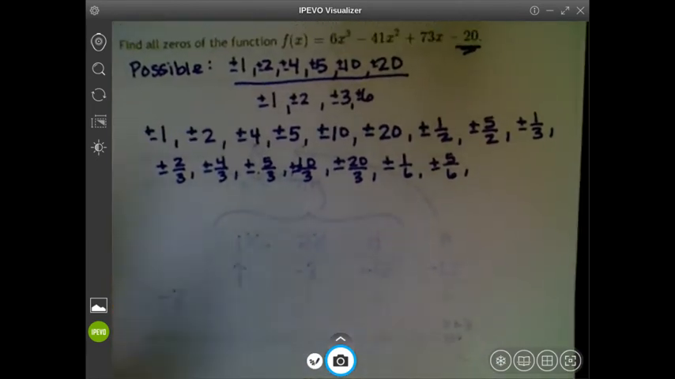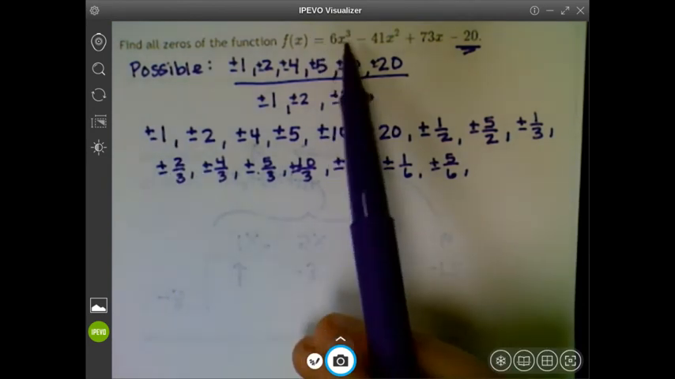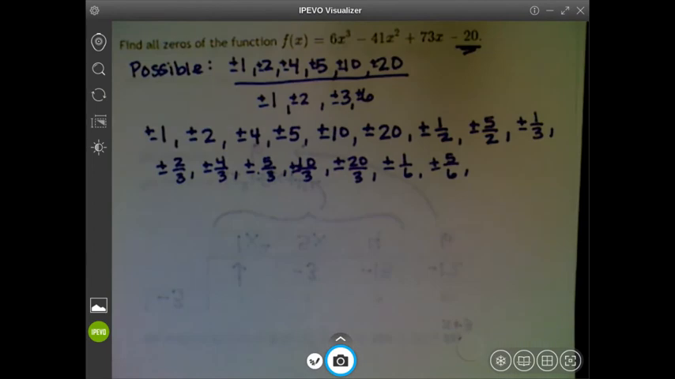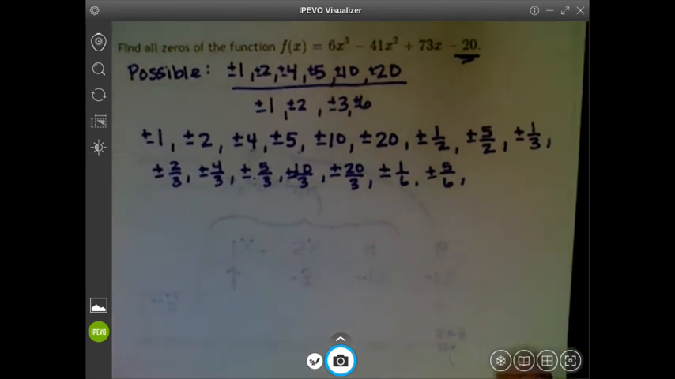So these are possible places where it crosses the x-axis. Possible locations. It may cross at up to 3 of them. Obviously, this list has way more than 3 numbers, right? And so at most, it's going to cross at 3 of them. It might only cross at 2. It might cross at 1. We don't know exactly. So we have to figure out where in the world this is going to cross.